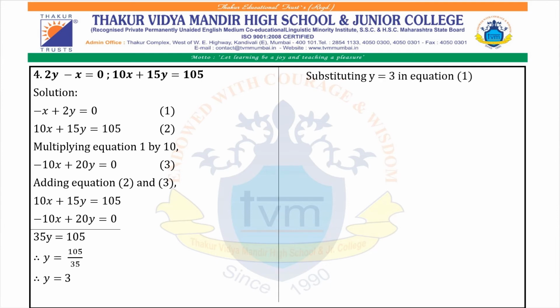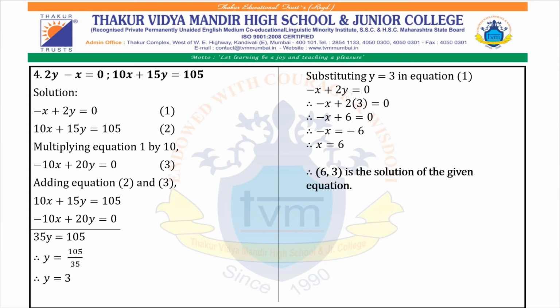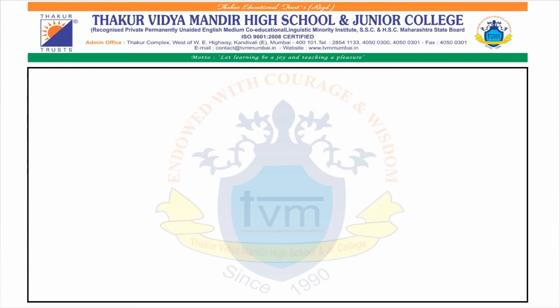Now we'll substitute this value in equation 1. So minus x plus 2y is equal to 0. Therefore minus x plus 2 into 3 is equal to 0. Therefore minus x plus 6 is equal to 0. So minus x is equal to minus 6. Therefore x is equal to 6. Therefore 6 comma 3 is the solution of the given equations.